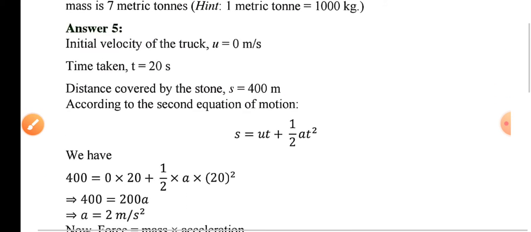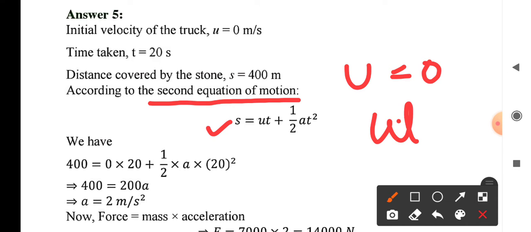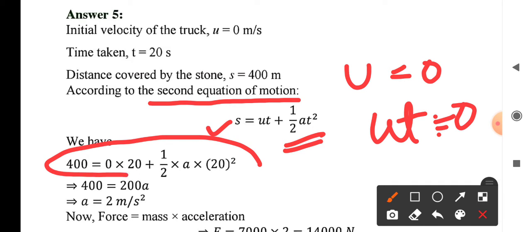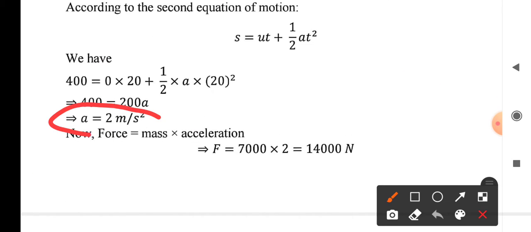So here we will apply the second equation of motion, that is s equal to ut plus half of at square. So put the values of distance s, then ut, here u equal to 0, therefore the value of ut equal to also 0. Okay, and half of at square. Okay, half of a we have to find, and t here 20. So see this equation. By solving this equation, we got a equal to 2 meter per second square. Okay, so we got the acceleration.